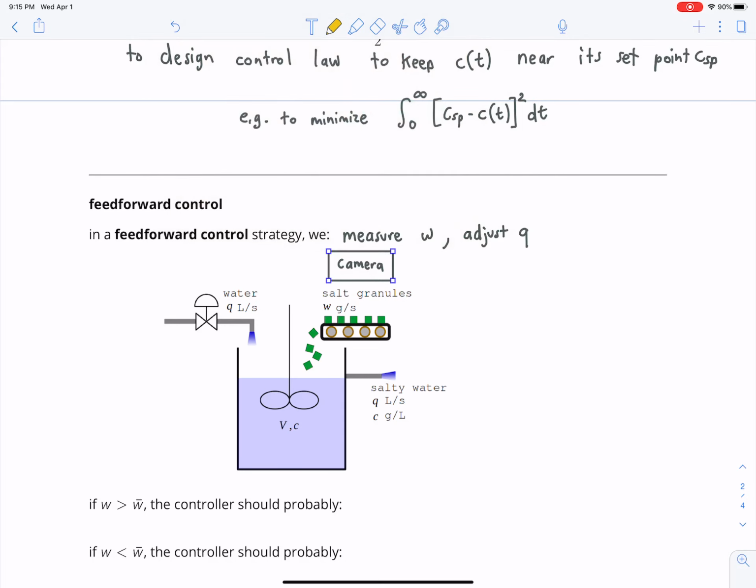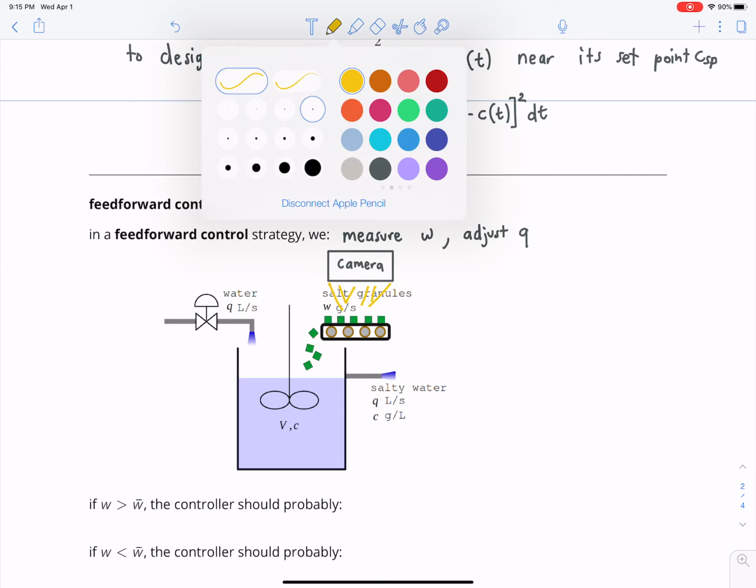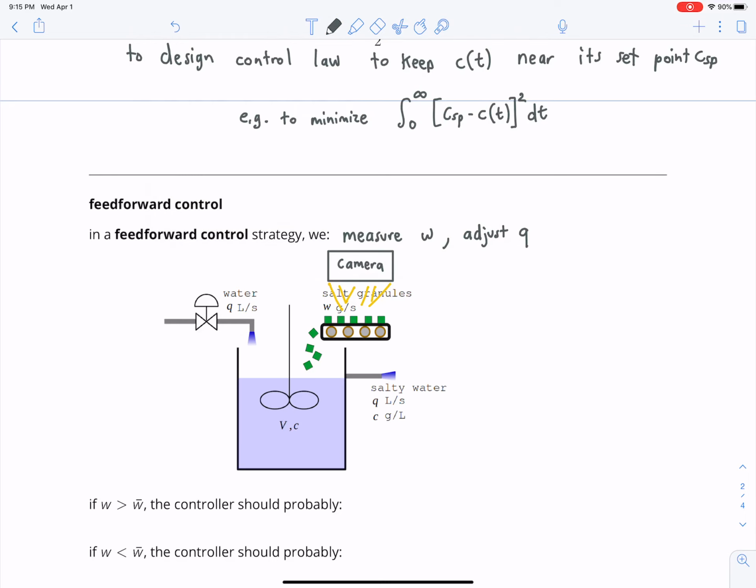And you can imagine it looking down on the salt, right? It analyzes the size of the salt granules. And then it outputs a milliamp signal of what the flow rate of salt is. And that's fed to a feed-forward FF controller.